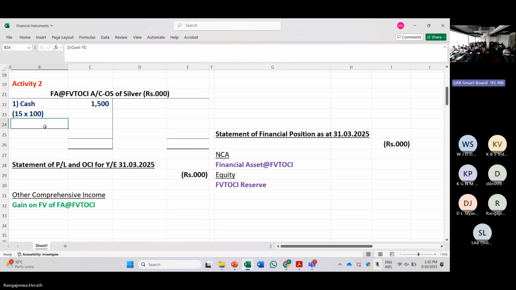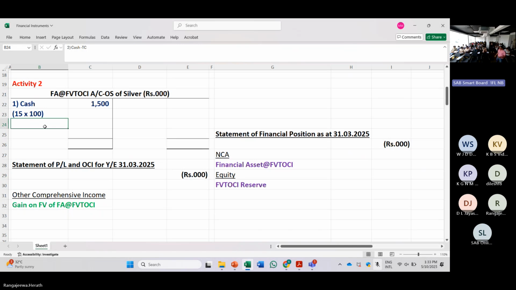Now it is fair value through OCI classification. The guideline is that transaction cost is added to financial assets. Right? Transaction cost is added, except for a fair value through P&L financial asset. So this is a fair value through OCI financial asset. So transaction cost we have to debit to the financial asset.